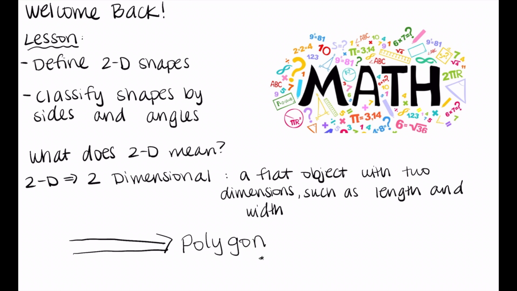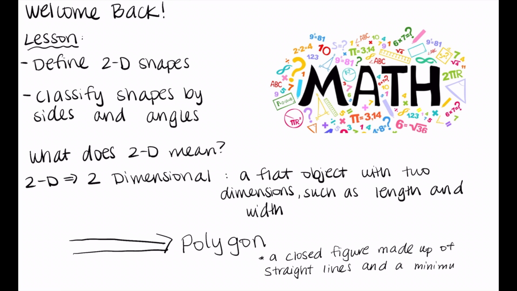And a two-dimensional shape, oftentimes, we refer to it as a polygon. So that's what we're going to be referring to it as moving forward. And a polygon has a few more special rules. In order for a two-dimensional shape to be classified as a polygon, it needs to be a closed figure made up of straight lines, and it needs to have at least a minimum of 3 sides.